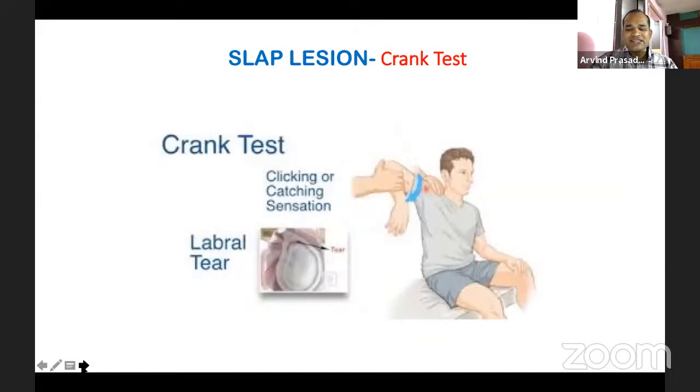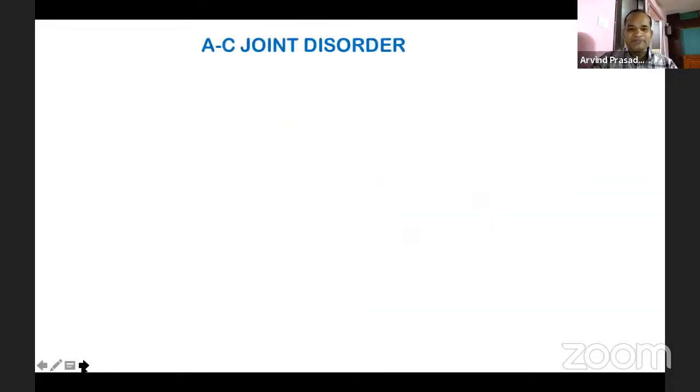Next is the crank test, in which the shoulder is abducted to 90 degrees, and internal and external rotation of the shoulder joint is done, looking for any clicking or catching sensation. This is again for superior labral tear.